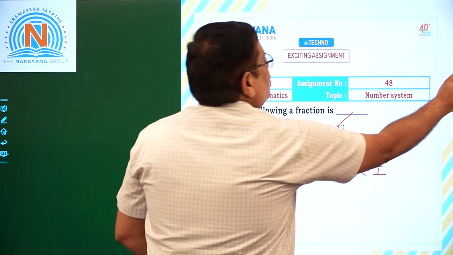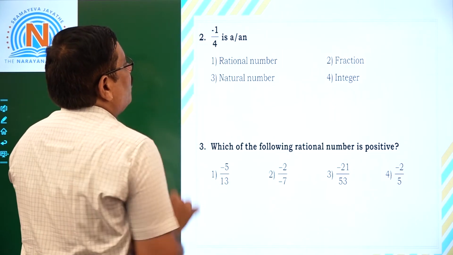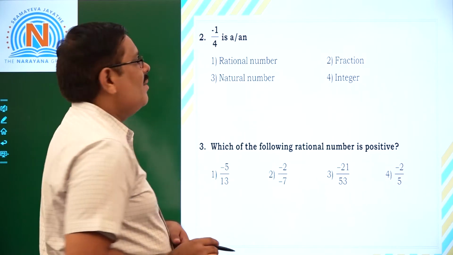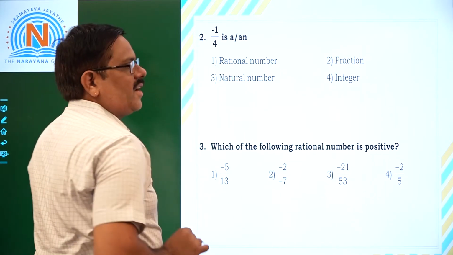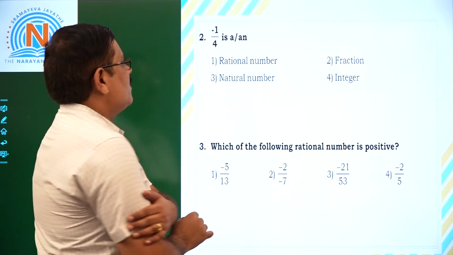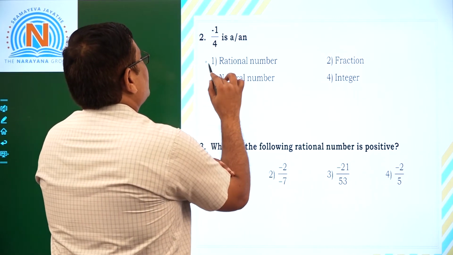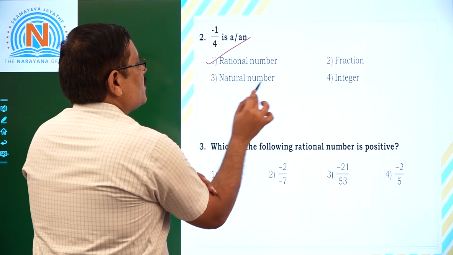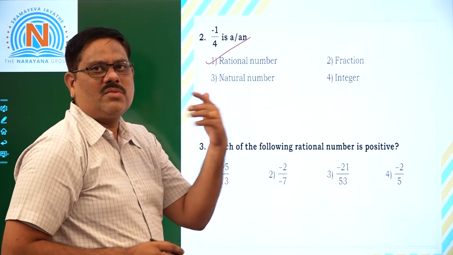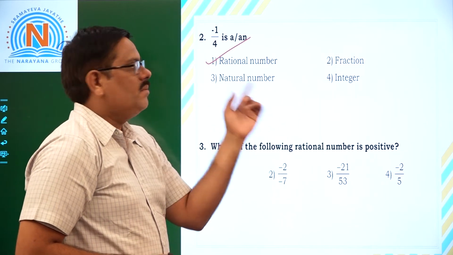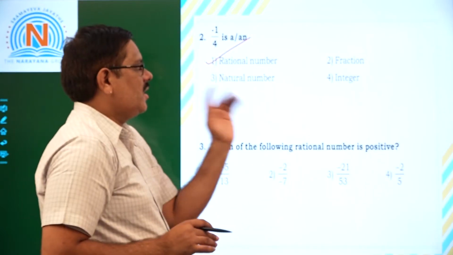Now let us see the next question. Minus 1 by 4 is a fraction, a rational number, a natural number or an integer? Minus 1 by 4 is certainly not a fraction because of the minus. As it is not a fraction, it can be a rational number. It is not a natural number. Natural numbers are all countables: 1, 2, 3, 4. Minus 1 by 4 is not that, so it is not a natural number.